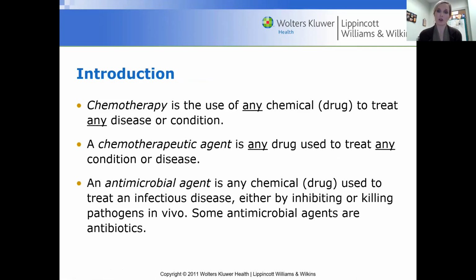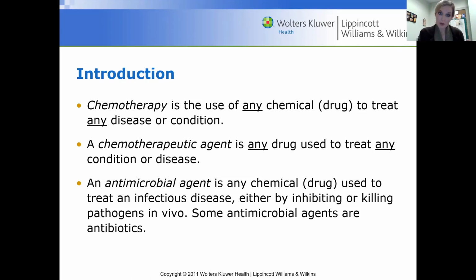Chemotherapy, you have heard that term before, oftentimes used with cancer patients. That term is used to describe the use of any chemical or drug to treat any disease or condition. So a chemotherapeutic agent is any drug to treat any condition or disease. That's a broad term talking about the type of drug that's used to treat anything. Remember, not all diseases are pathogenic diseases caused by a microorganism. That's where we're going to narrow this down a little bit.